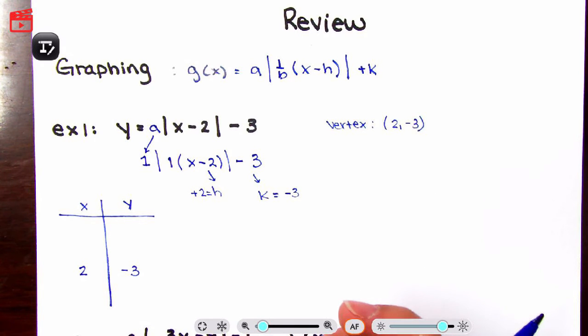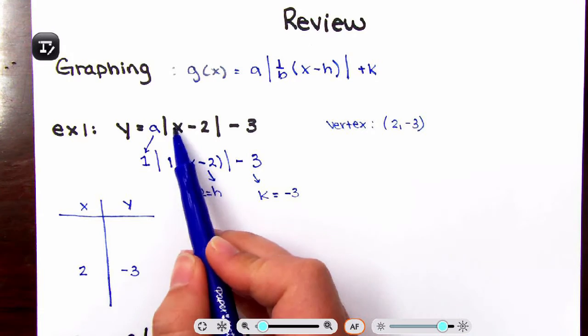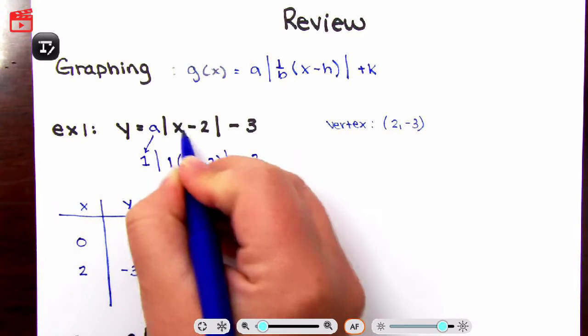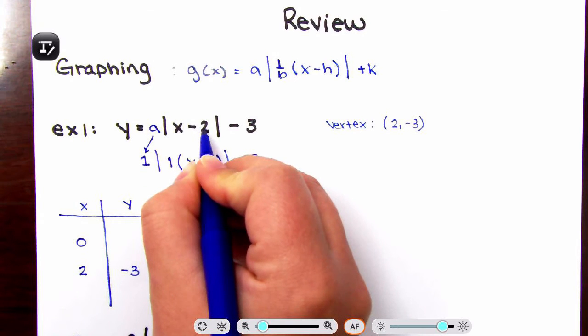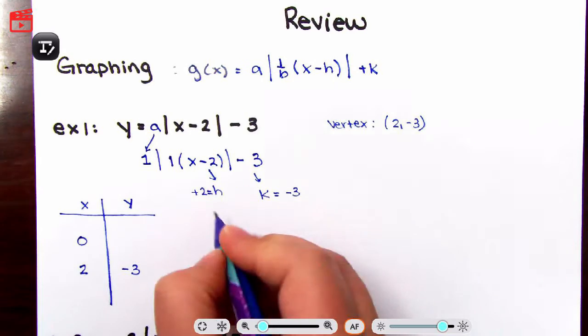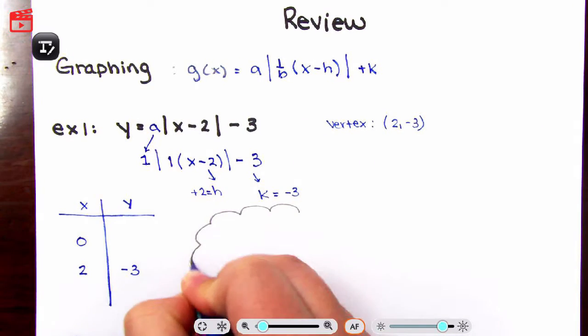If it's a fraction, I want to get rid of the fraction. So I'm going to choose 0. If I choose 0 for my x value, 0 minus 2 is -2. Let's actually do that off to the side, in a thinking bubble.